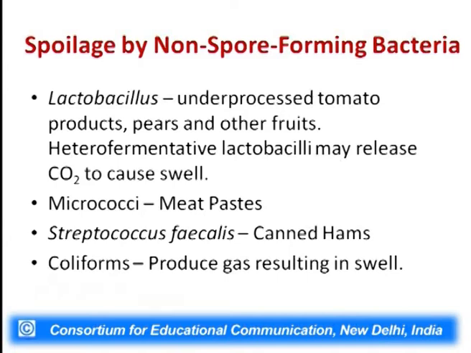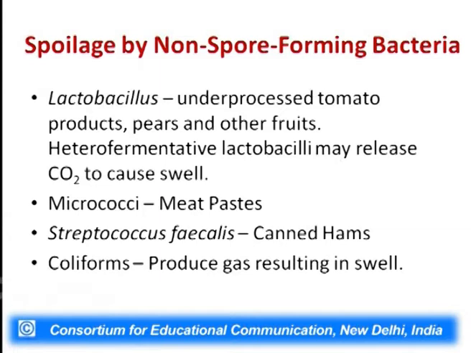Lactobacillus causes spoilage of underprocessed tomato products, pears and other fruits. Heterofermentative lactobacilli may release carbon dioxide to cause swell. Lactobacillus may be homofermentative or heterofermentative. Homofermentative Lactobacillus usually produce only lactic acid as the main output of fermentation, while heterofermentative lactobacilli are known to produce various acids and gas also.